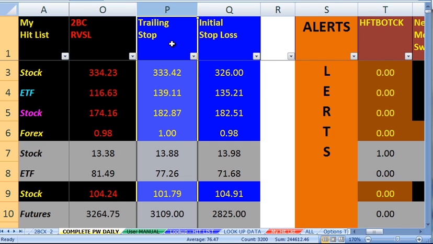Okay, and each day that you get your sheet, this price here will be indicated for where you should move your stop, if at all. But the trailing stop price is where you're going to use it.